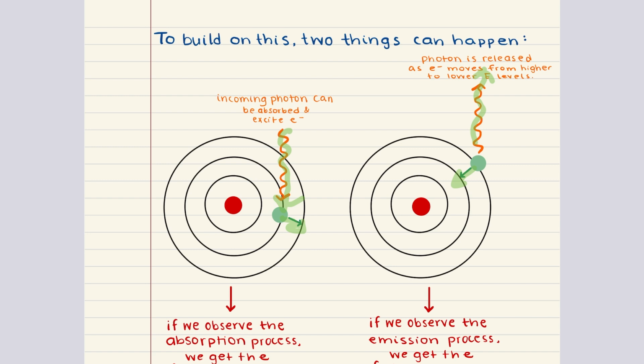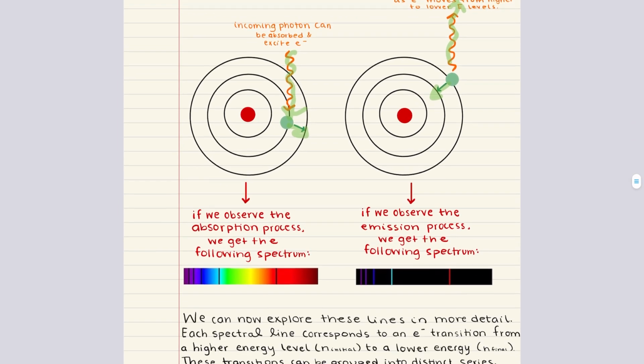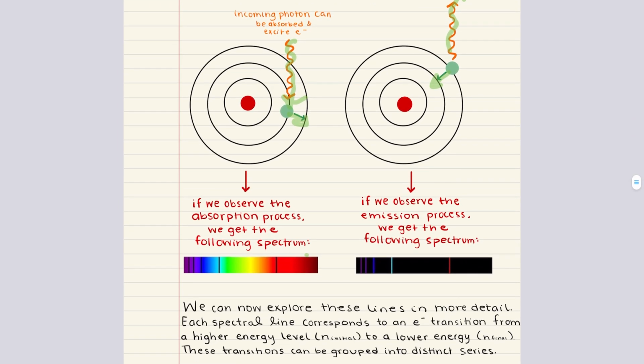When we observe these processes, we see two types of spectra. We have our absorption spectrum. This occurs when electrons absorb photons to move to a higher energy level.